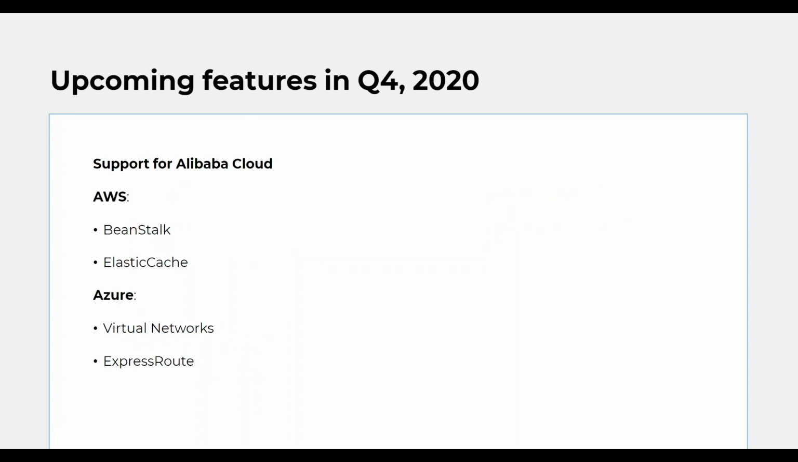So in Q4, which is the last quarter of this year, we will be seeing support for Alibaba Cloud, which is one of the clouds that has been on constant rise with the evolution of technology in terms of cloud monitoring. And we will also be adding Beanstalk and ElastiCache in AWS and monitoring of ExpressRoute and virtual networks on Azure.